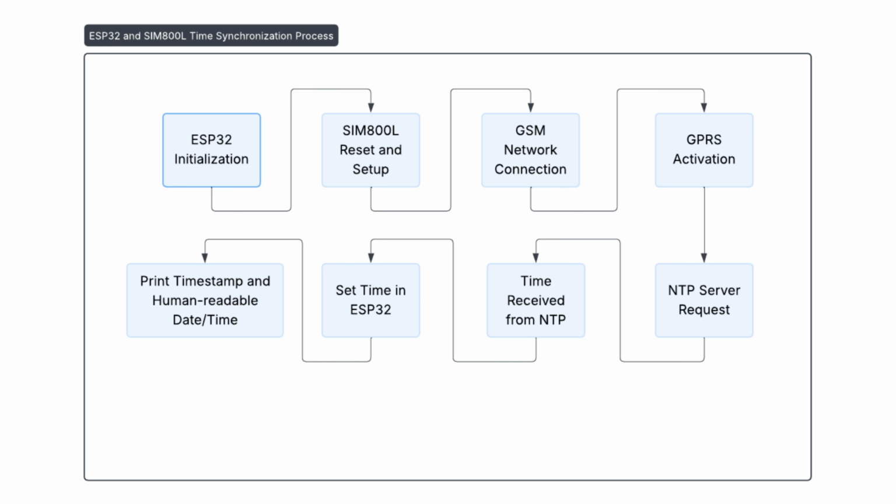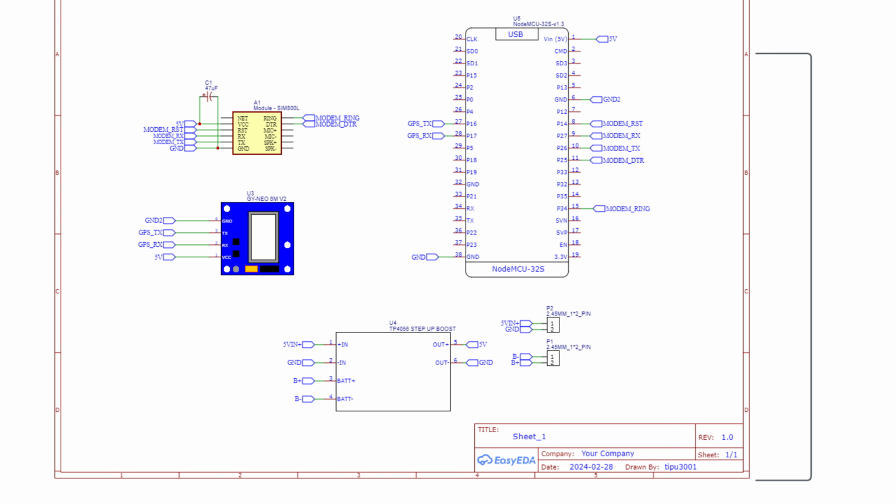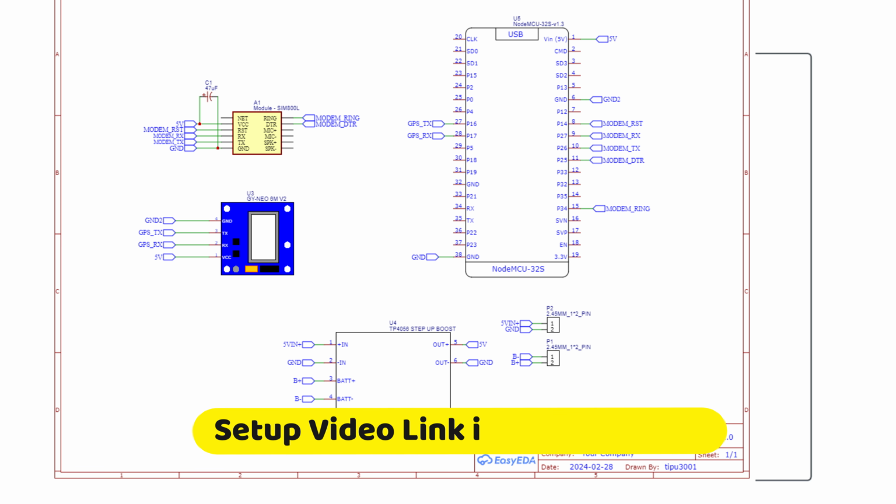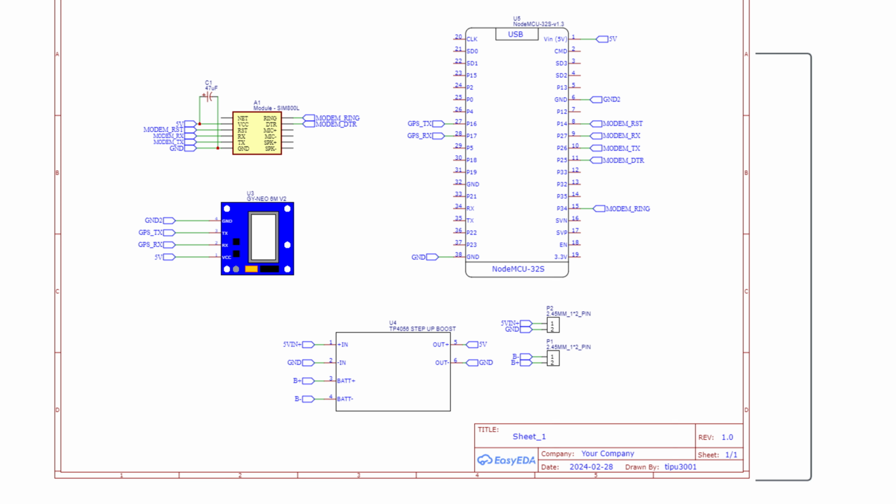Sometimes in our project we need a Unix timestamp, and sometimes we need human readable date time. Okay, very simple. The SIM800L and ESP32 circuit diagram I will also put on the screen. If you are new to this video, I suggest you first see my first two videos on how to set up SIM800L with ESP32 and the troubleshooting of SIM800L. Then you will come back and run the code. So I will open the code right now.